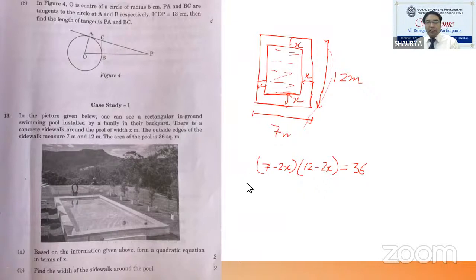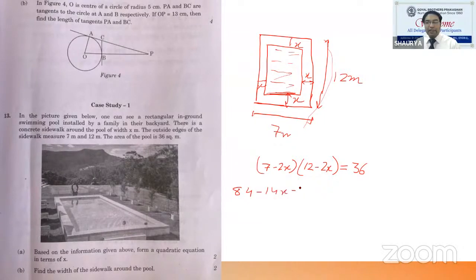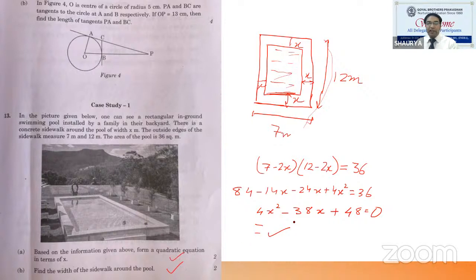Let's do it here. 12 sevens, yeah, 84 minus 14x minus 24x plus 4x square is equal to 36. So 4x square minus 38x plus 48 is equal to 0. So we'll have to split it and solve it. That was the second part, which also gets answered once we find the value of x.